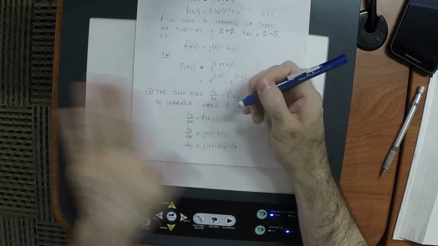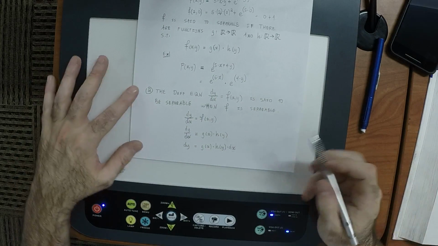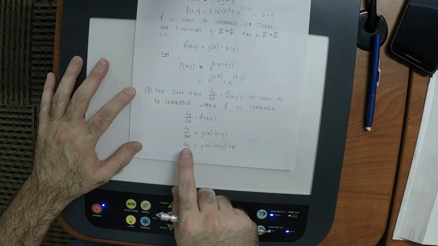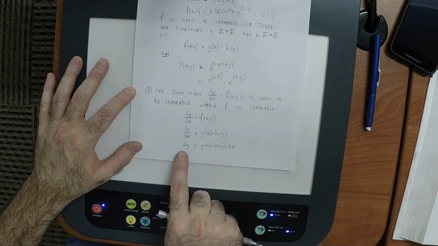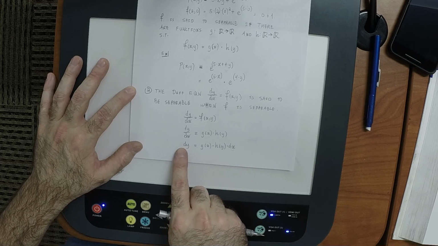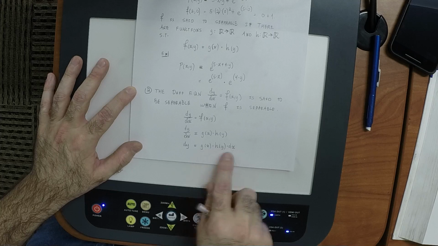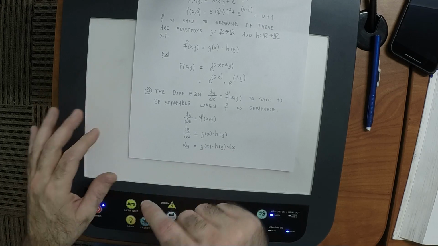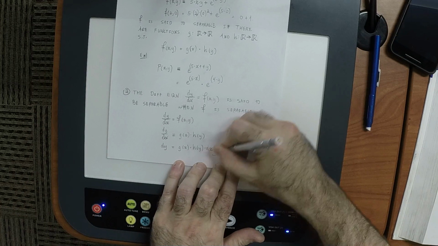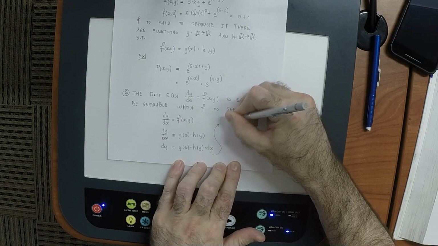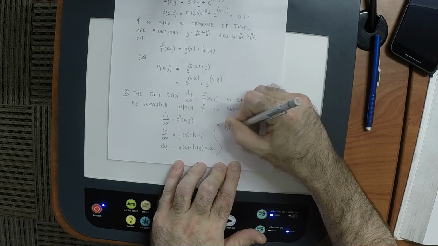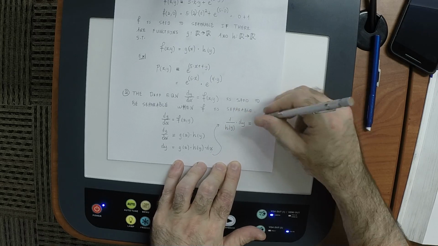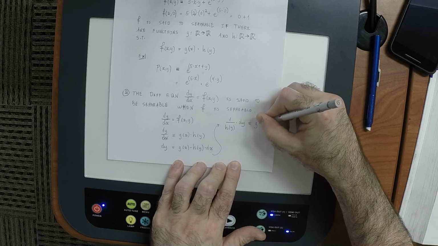And now here's an additional reason why this condition is called separable. Notice that concerning this equation, the left-hand side has just y's, but currently the right-hand side has x's and y's. And notice that if we divide both sides by h of y, then we get 1 over h of y dy is g of x dx.